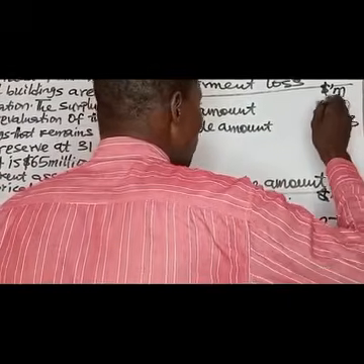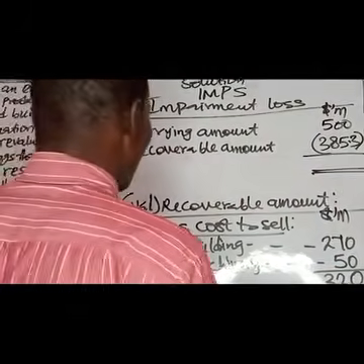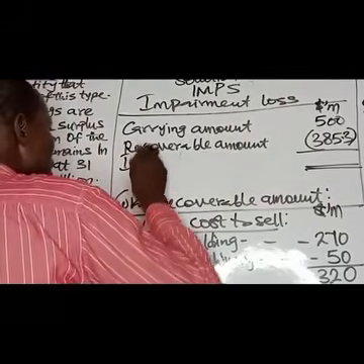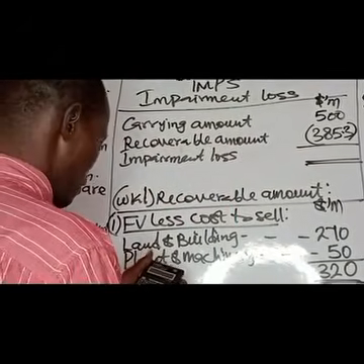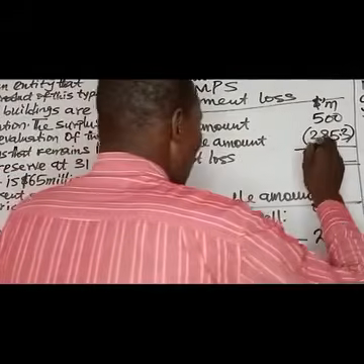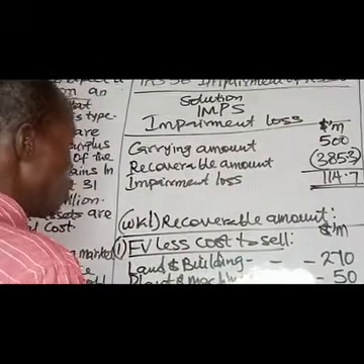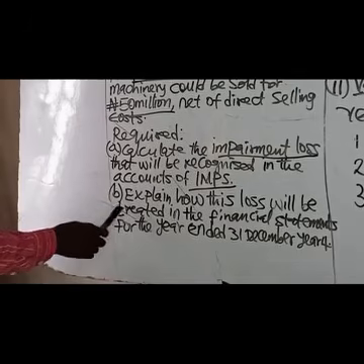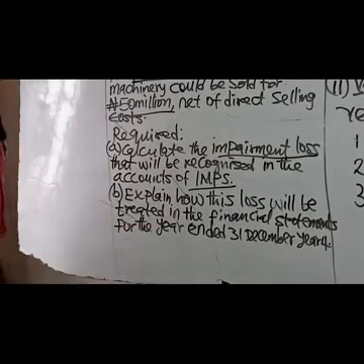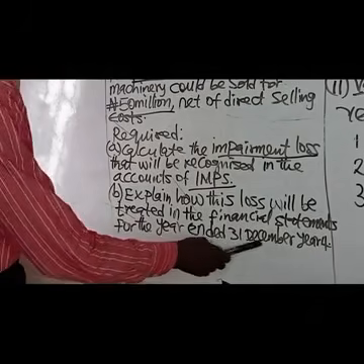If you deduct the recoverable amount from carrying amount now, we have the impairment loss of 114.7. That is the solution to the first part of the question. The impairment loss is 114.7. You have to explain how this loss will be treated in the financial statements for the year ended 31st December year 4.